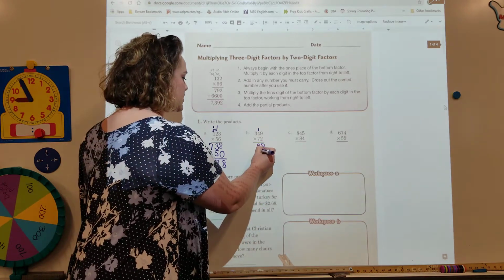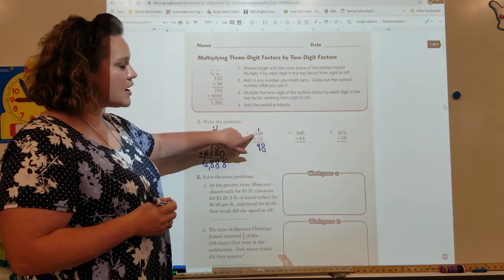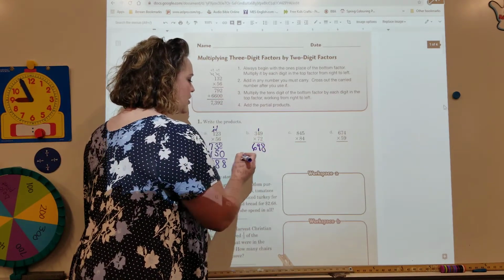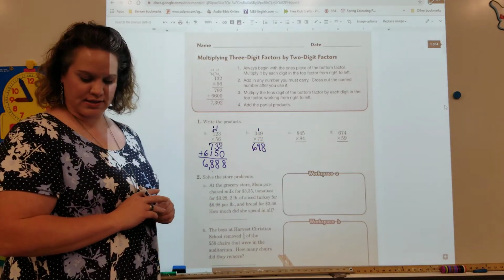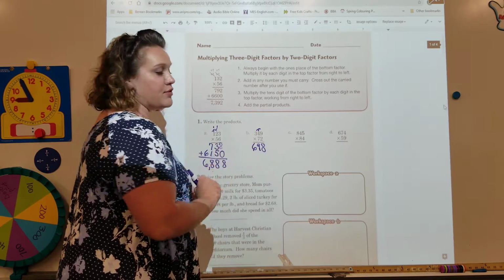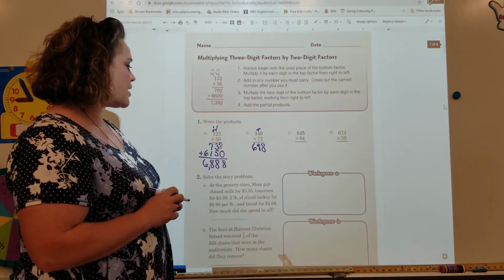I'm working from right to left, so I need to finish up. 2 times 3 equals 6. My first partial product is 698. Cross out the carried number since I've used it. Now I'm ready to go on to the third step.